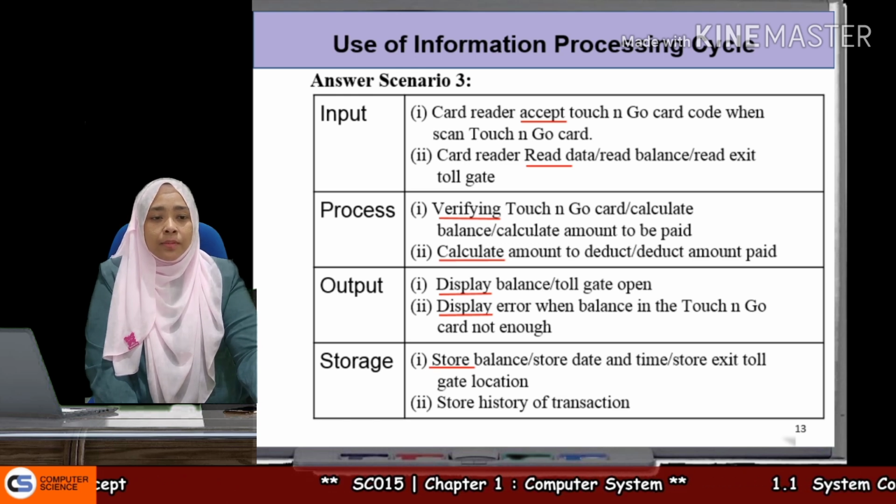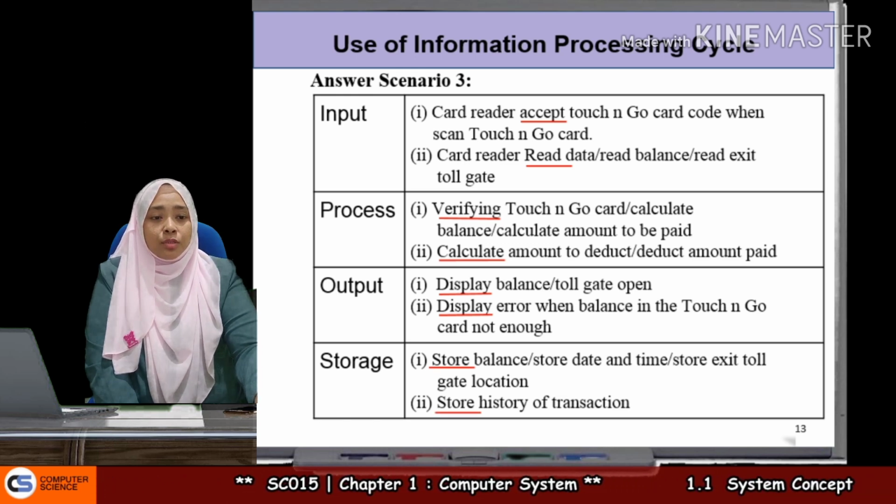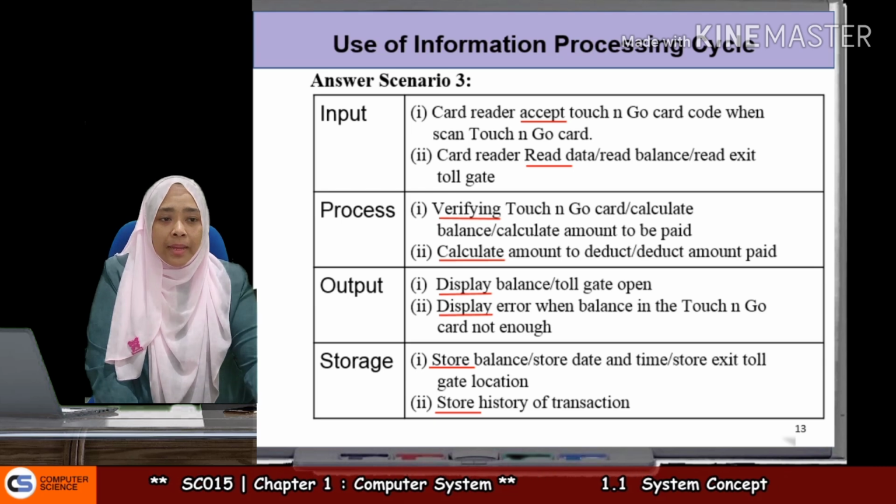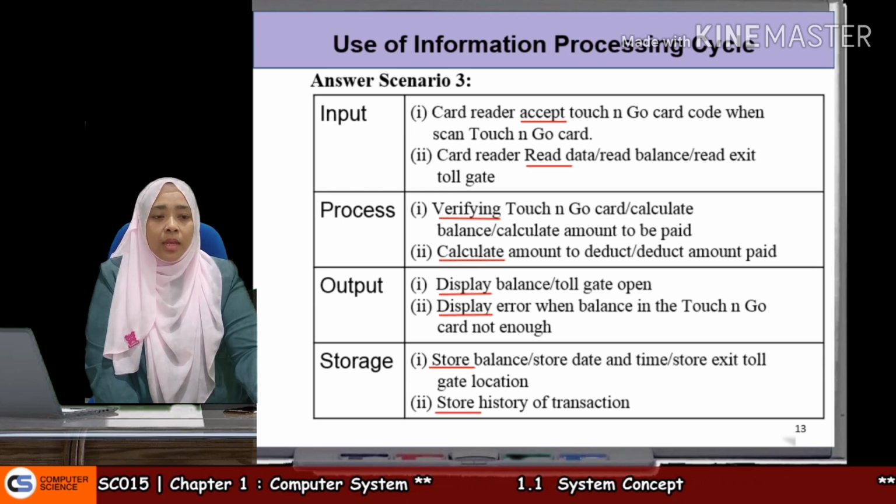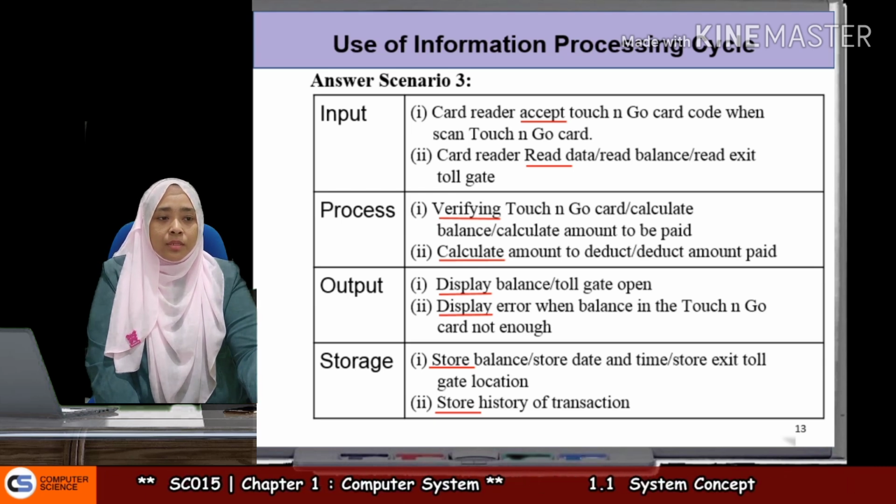Storage keywords here are store balance, keep balance, save. Those are the keywords for the storage.